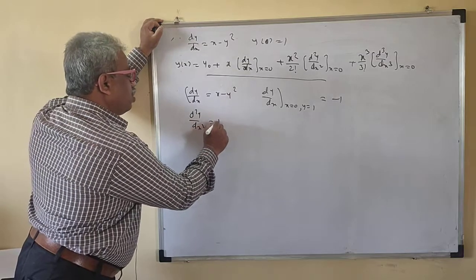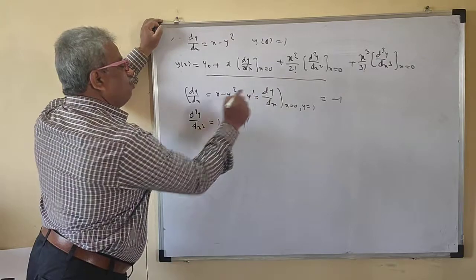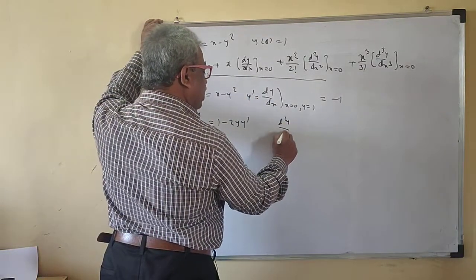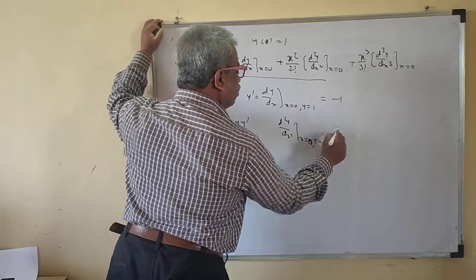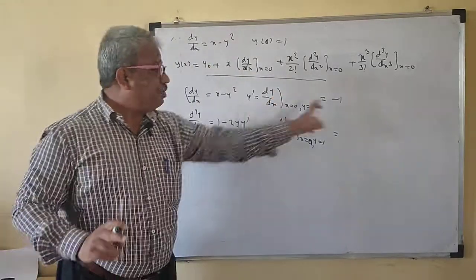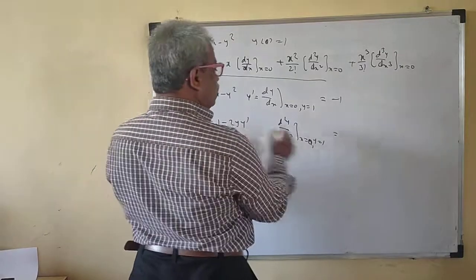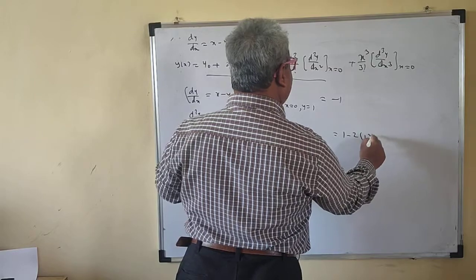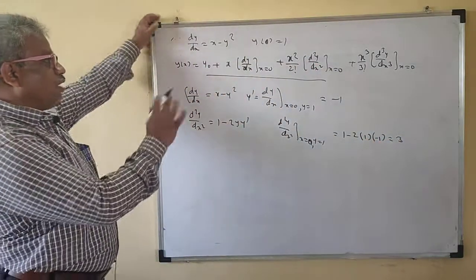Then d2y by dx square is what? 1 minus twice y y prime. The value of y prime is minus 1. So d2y by dx square at x is equal to 0, y is equal to 1: you have to put x is equal to 0, y is equal to 1 and y prime is equal to minus 1. So this is 1 minus 2 into y, y is 1, y prime is minus 1. So this is 3. We'll find one more.